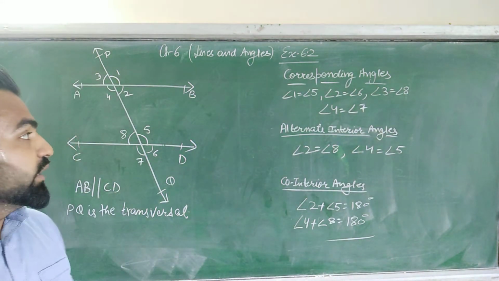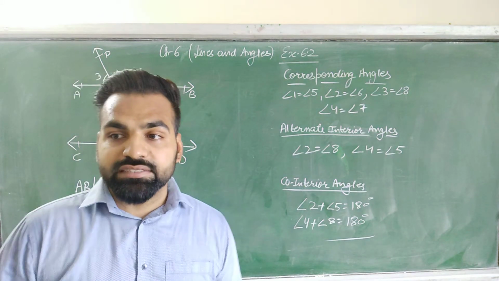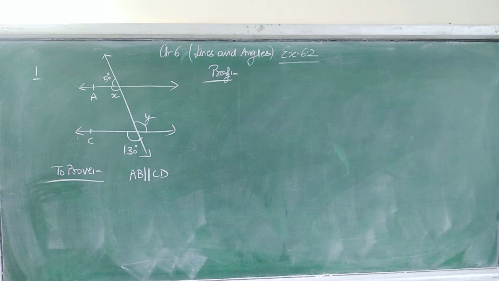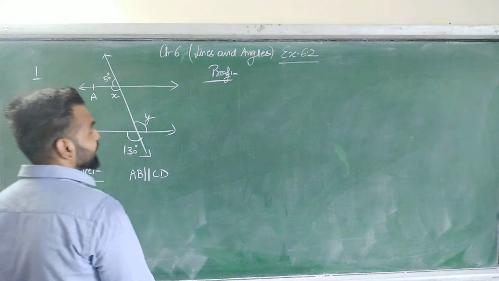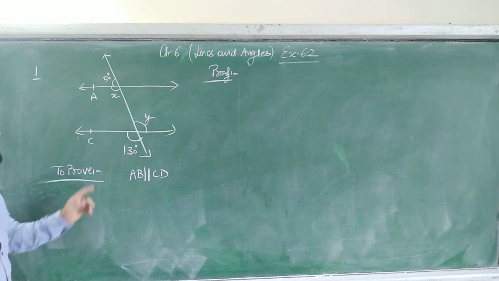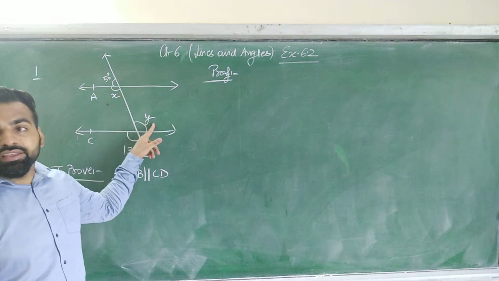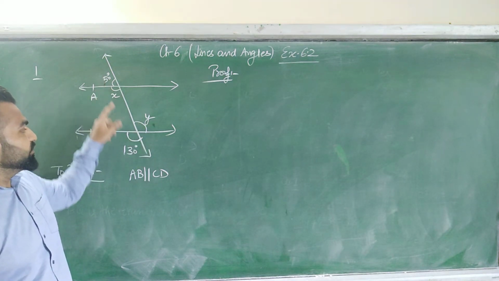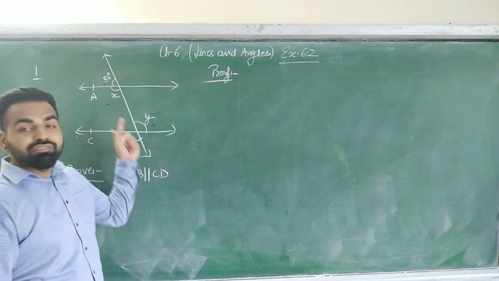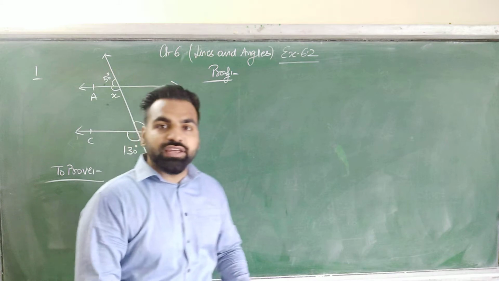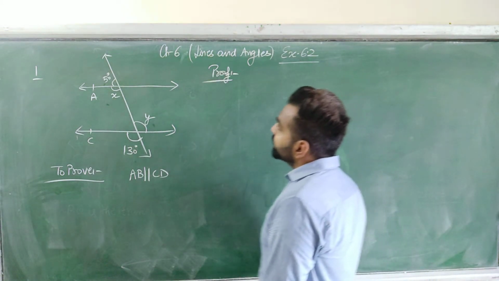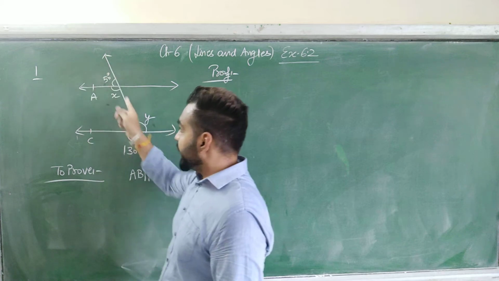We will use these angles in exercise 6.2. So let's start question number 1 of exercise 6.2. Here we have to find the values of x and y. Two angles are given: this is 50 and this is 130. So we have to first find the values of x and y, and hence we have to prove that AB is parallel to CD.